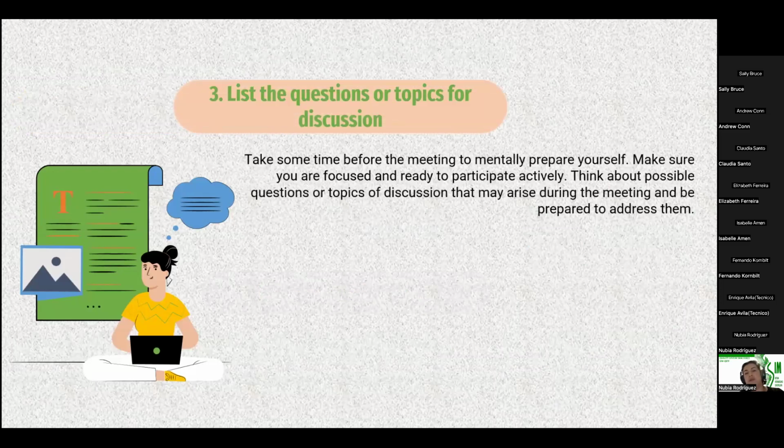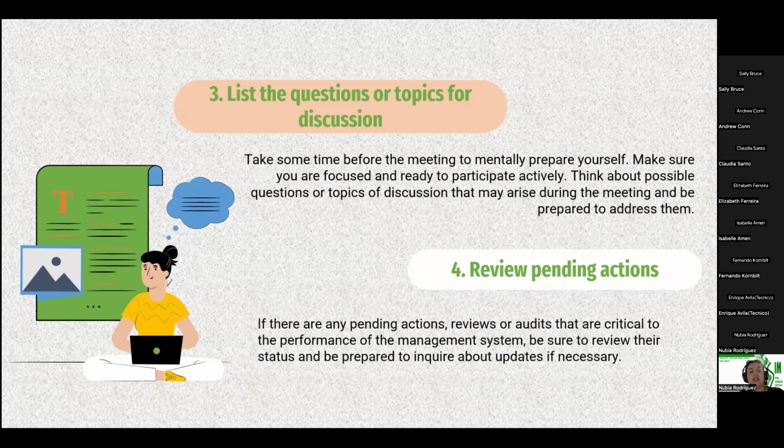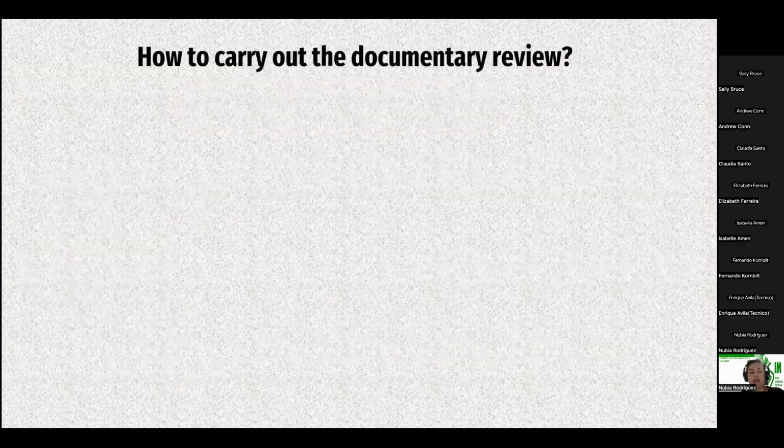Next, we list questions or topics for discussion. Before the meeting, they should prepare themselves and make sure that they're ready to participate and to think about possible questions or discussion topics that may arise during the meeting, because just in case there are no answers to these questions, they should be prepared to address any matters. Review pending actions. If there are some pending actions from audits that are critical for the performance of the management system, make sure to review their status and prepare to inquire about updates if necessary.